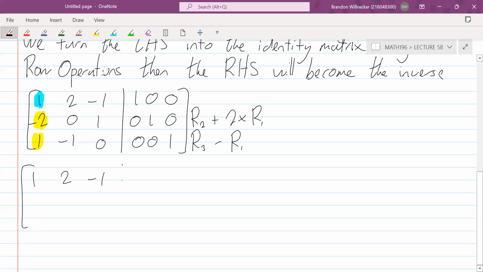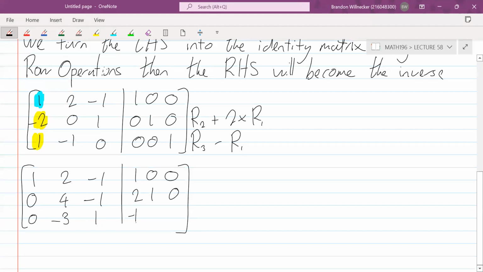So if we perform these two row operations, we'll get the following. 1, 2, minus 1, 1, 0, 0. So that stays the same. And then if we add 2 of row 1 onto row 2, we're going to get 0, 4, minus 1, 2, 1, 0. And if we take row 3 and subtract row 1, we're going to get 0, minus 3, 1, minus 1, 0, 1. So our first column is now done.